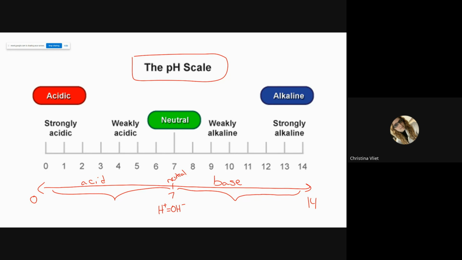There's a very famous compound where the H plus is equal to the OH minus. And so what compound do we say is always neutral if it's pure? H plus and OH minus. We've been going over, what is that? What is H plus and OH minus?